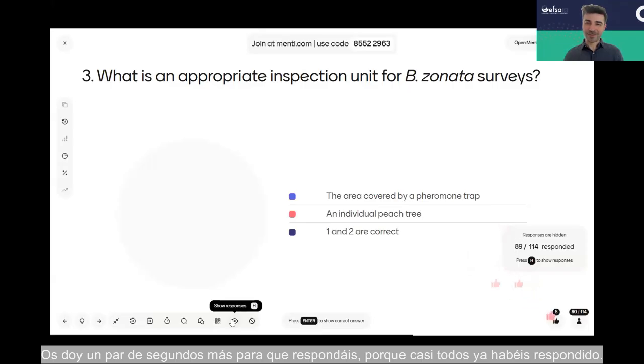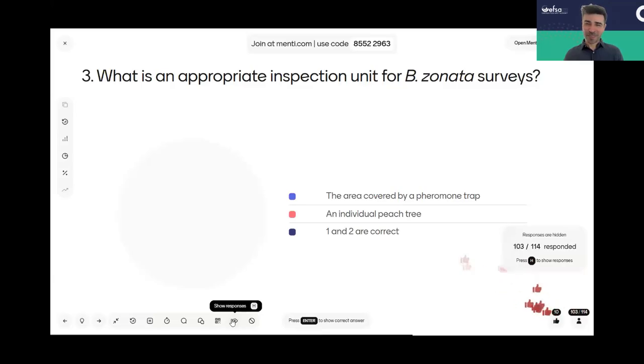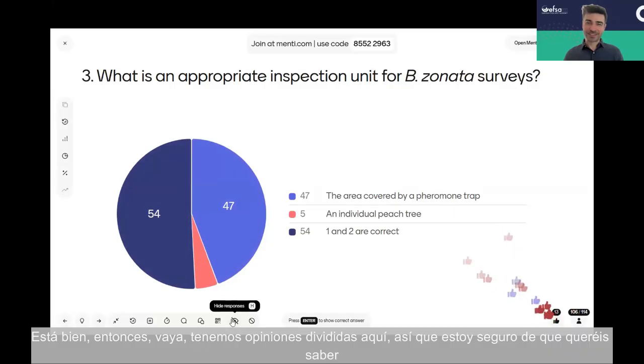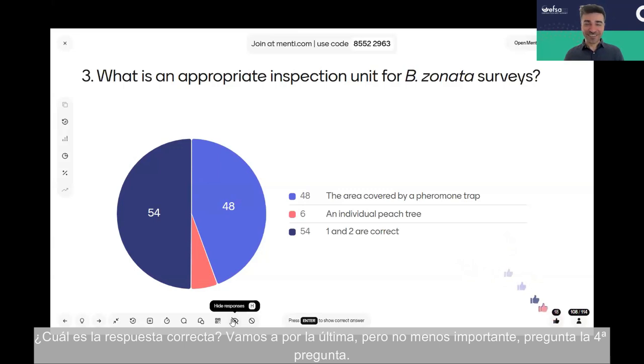I give you a couple more seconds to answer because almost all of you answered already. Okay, so whoa, we have divided opinions here. So I'm sure they want to know what's the correct answer. Let's go for the last but not least question, the fourth question.